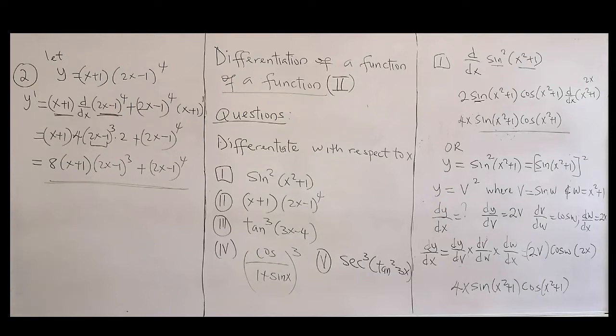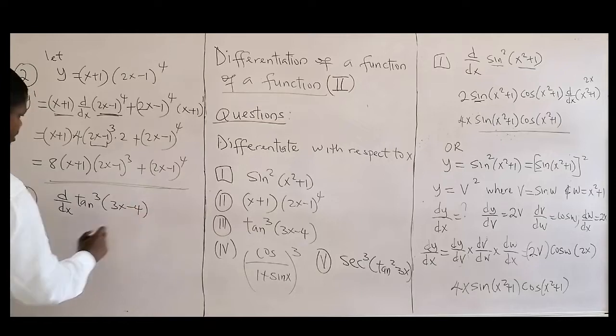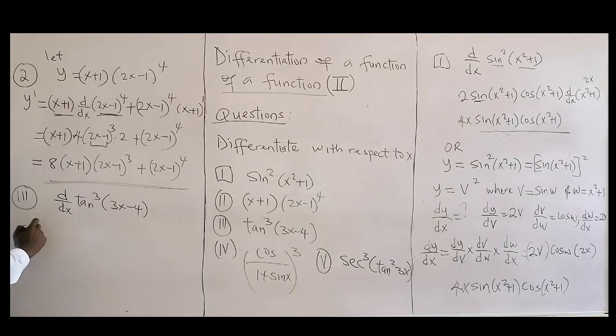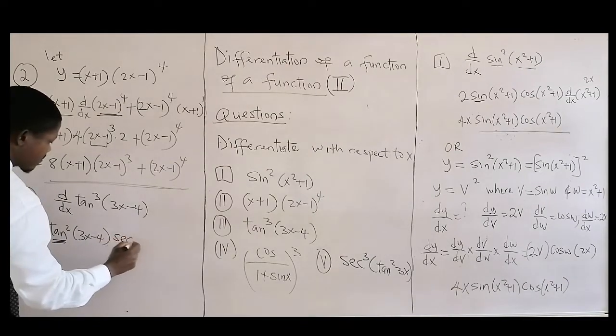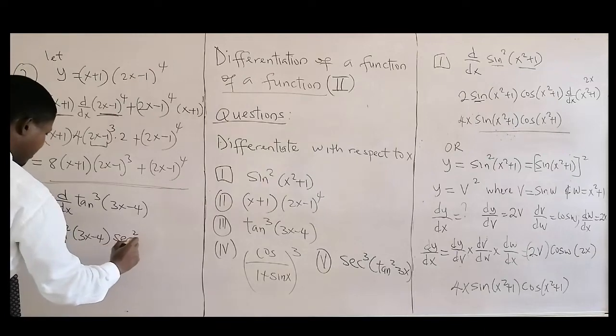Then I will go to question 3. I will not waste time there. d/dx of tan cubed of the function. So this will be 3, differentiate that, that will be 3 tan to power 3 minus 1, squared, of the function, I mean the angle. Then times the derivative of tan. If you differentiate tan, it will give you sec squared, sec squared of the function.